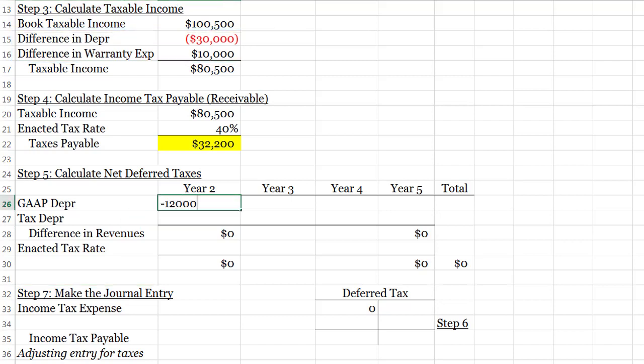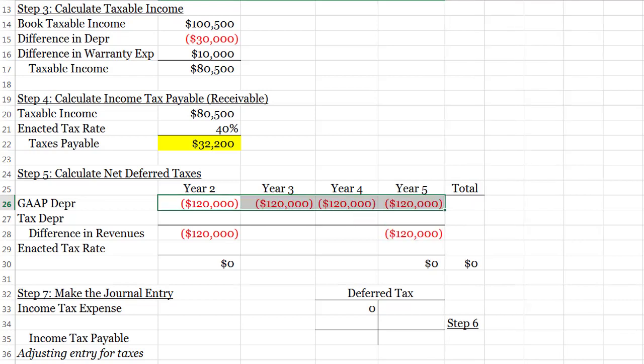Now, for GAAP purposes, we have depreciation of $120,000 every year for the first 5 years. Now, we've already taken care of year 1, so we're just looking at the future, 2, 3, 4, and 5. For tax purposes, in year 4, we have $228 and $222, and then it will be 0 in future years.